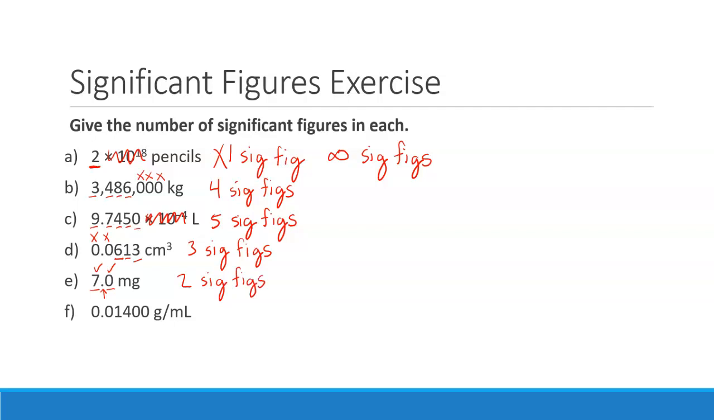Okay, last number. Again, the 1 and the 4 are automatically significant. Leading zeros, just like we saw in part D, are never significant. And trailing zeros are significant if we see a decimal point. So yes, there is a decimal, so yes, those last 2 zeros are significant. And we're left with 4 sig figs.